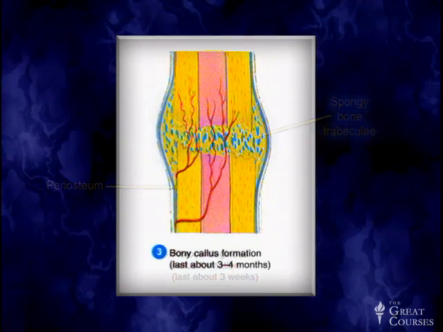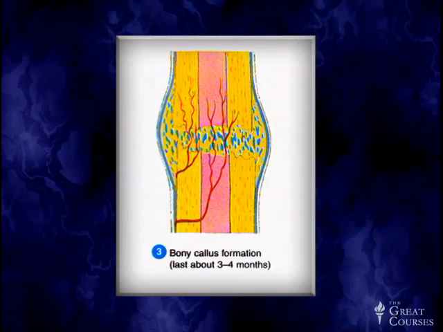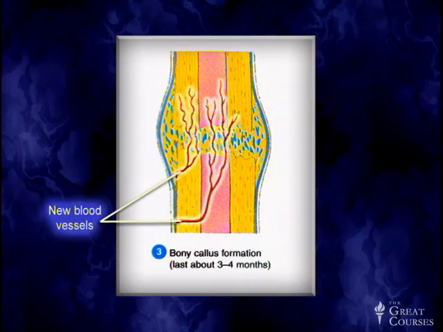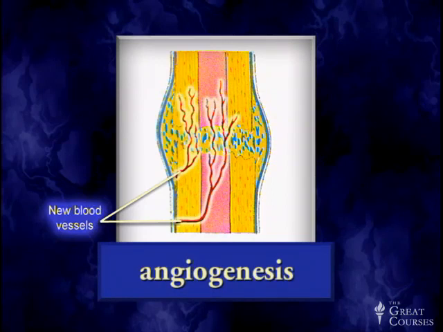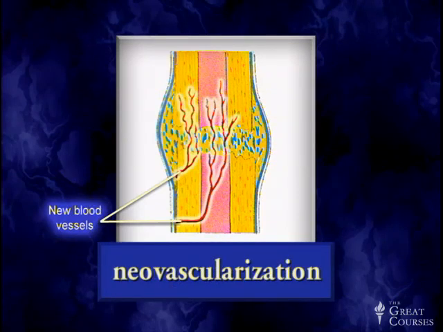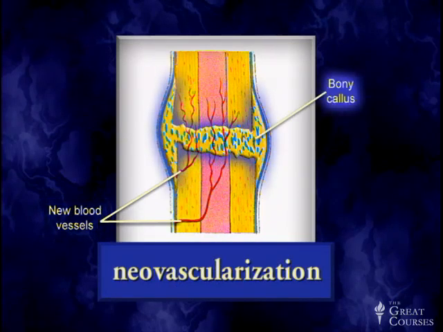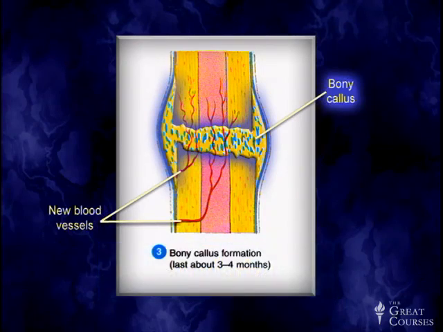Then if you look at about 3 to 4 months, and this is an adult, what's happening is we get some new vessel growth. Injury stimulates the growth of new vessels called angiogenesis or neovascularization, and we start to get some real bony callus here, and this hardness is getting to be very structural at this point. You could probably bear weight on this bone without a problem.